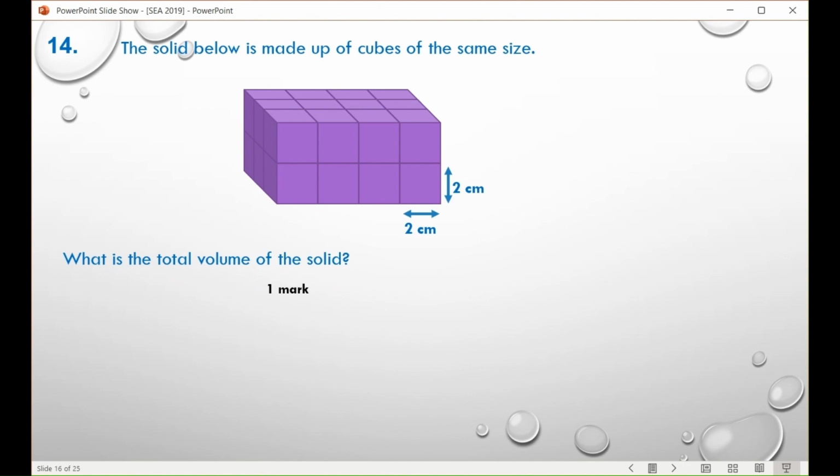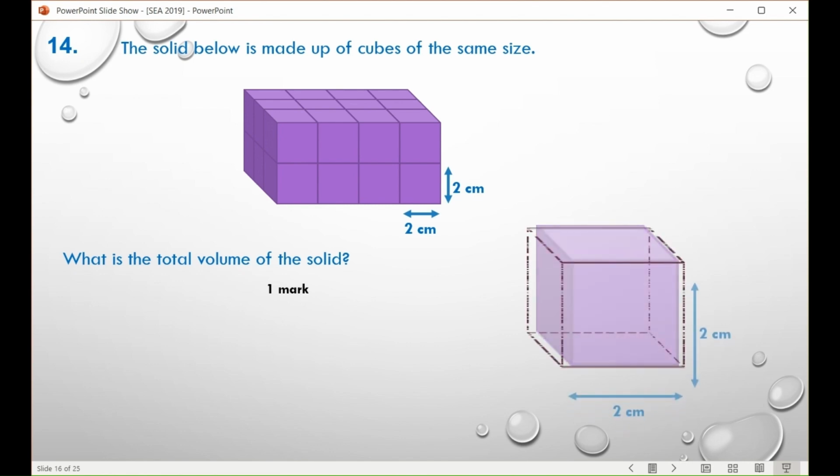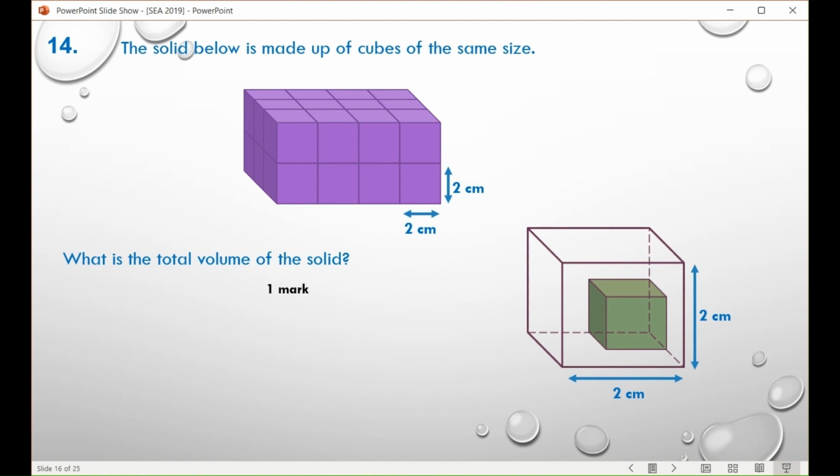So let's take one of those cubes and extract it and make it larger so we can see it easily. And let's take off the color now. So we can see that it's 2 centimeters by 2 centimeters by 2 centimeters in all 3 directions, length, breadth, and height. And what we want to do is fill it up with 1 centimeter cubes, meaning a cube which is 1 centimeter by 1 centimeter by 1.